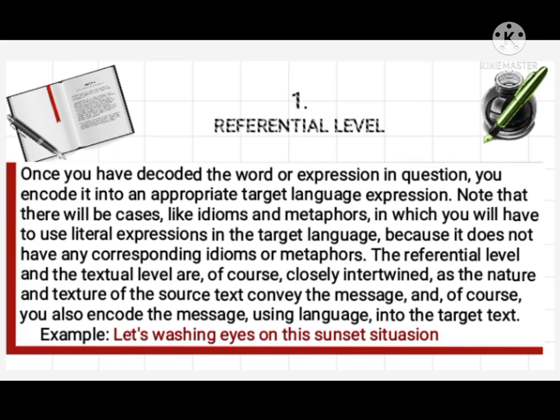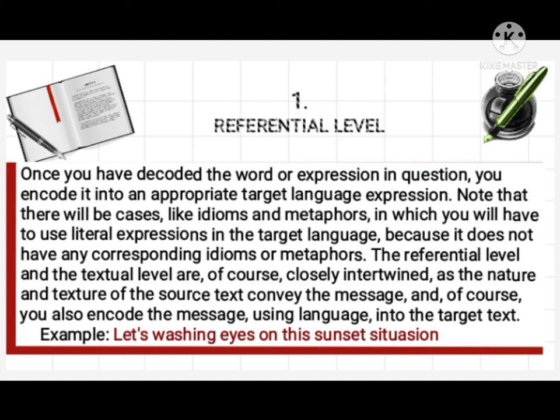Once you have decoded the word expression in question, you encode it into appropriate target language expression. Note that there will be cases like idioms and metaphors, in which you will have to use literal expression in the target language because it does not have any corresponding idioms or metaphors.